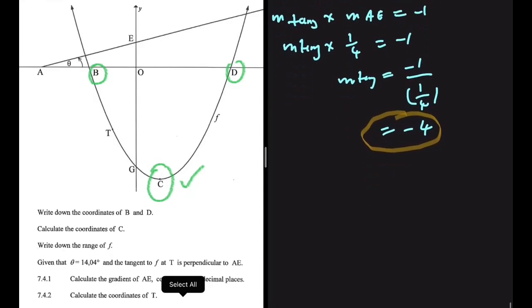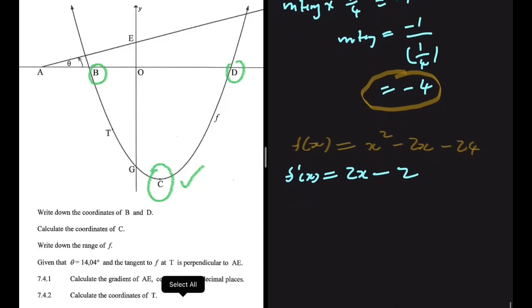So if we do that, f of x at this point, we know it is equal to x squared minus 2x minus 24. If we differentiate this, we're going to get f prime of x being equal to 2x minus 2. And that's it. We know that the gradient at that point is minus 4. So we can say that 2x minus 2 is equal to minus 4.